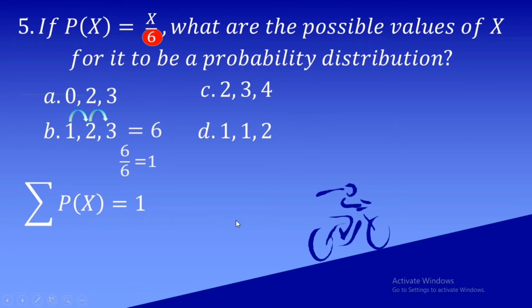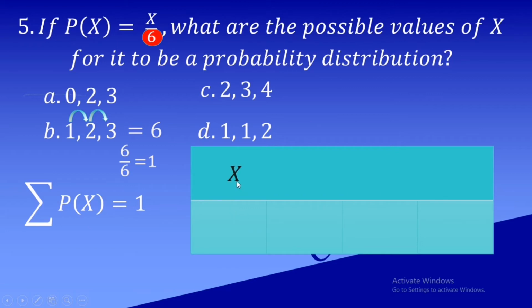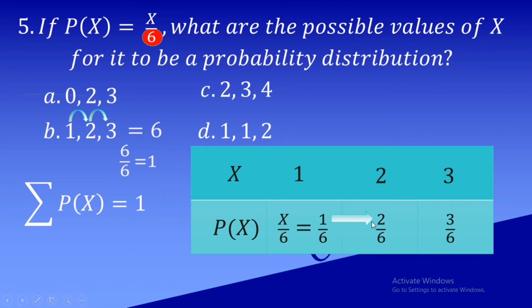So to make it clear, let's construct a probability distribution wherein the values of x are 1, 2, 3. The probability of x is, if x is 1, 1 over 6. If x is 2, 2 over 6. If x is 3, 3 over 6. Then get the sum. 1 plus 2 plus 3, that is 6 over 6.